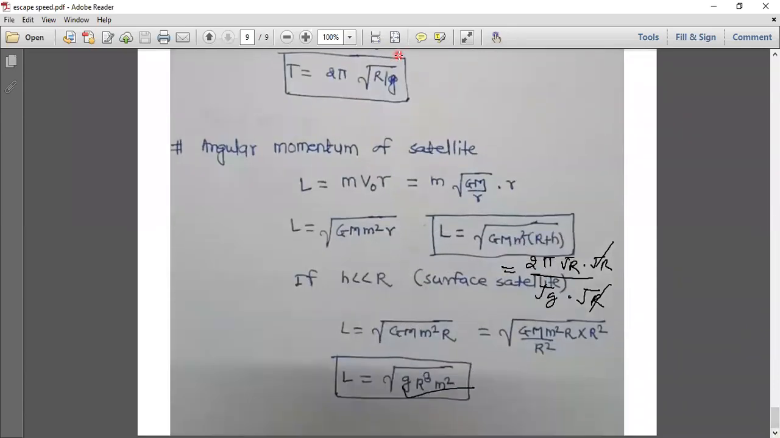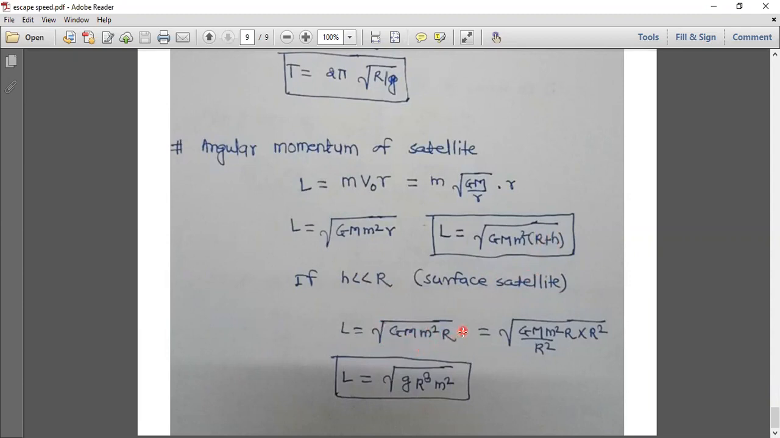And next one, angular momentum of satellite. So angular momentum formula, you know, L is equal to m v naught r, which is equal to m under root GM by r into r. So this is L is equal to root of G, this m I have transferred inside, that's why m square G M into r. Now this small r is what? R plus h. That's why here replaced r plus h. Now if this h is very less than R, that is for a surface satellite, this is just equal to R, and therefore G M square R.